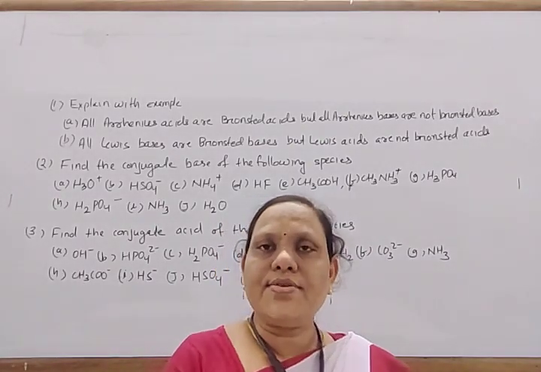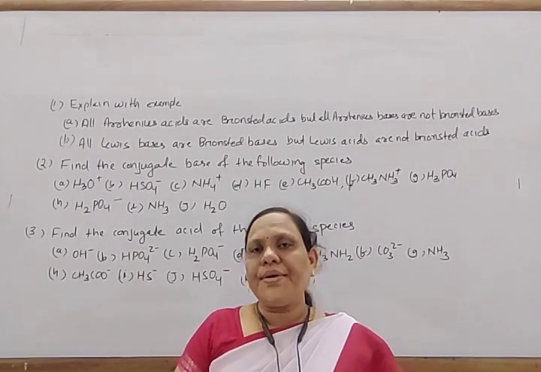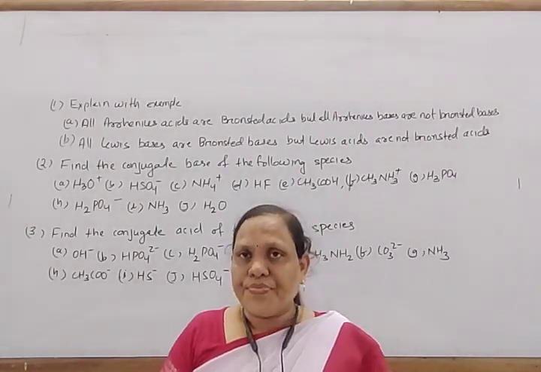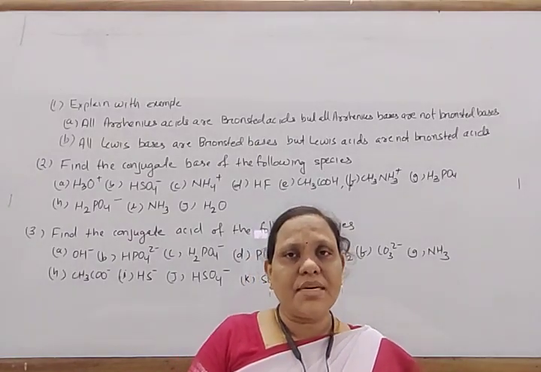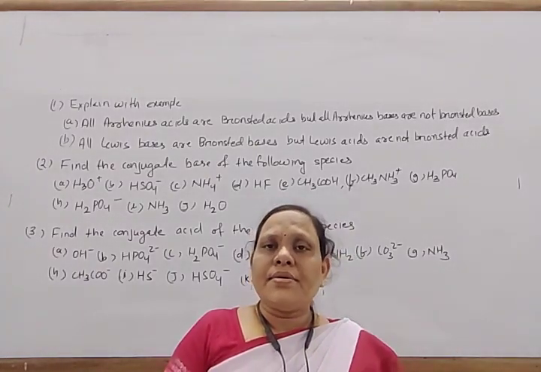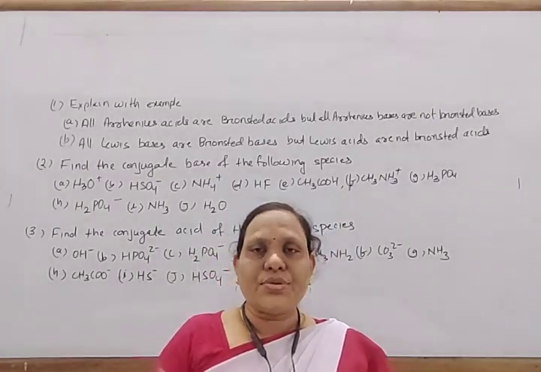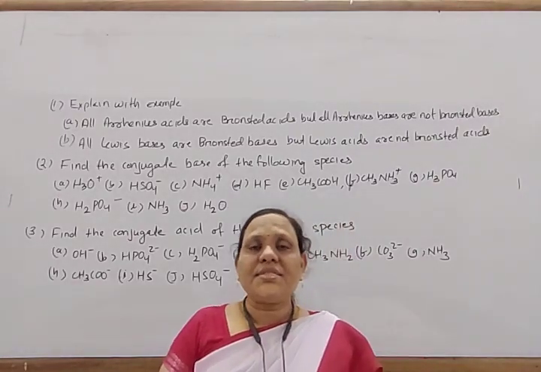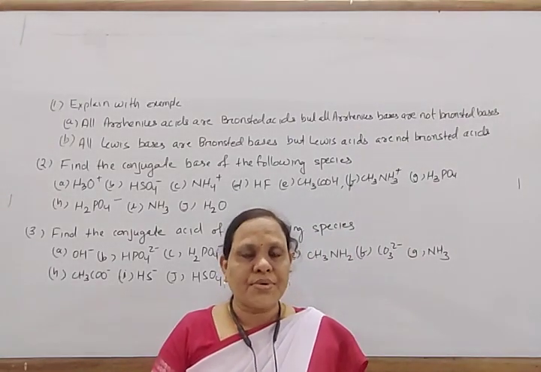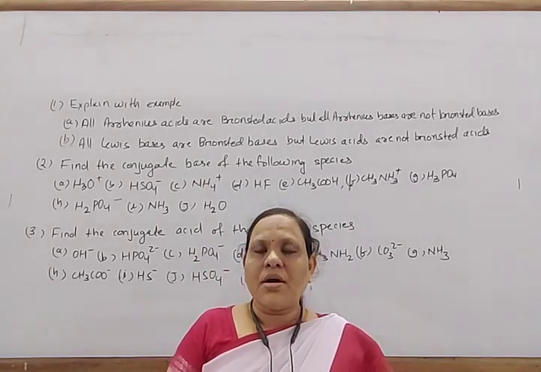So there are different theories: Arrhenius theory, Bronsted-Lowry theory, and Lewis theory. According to Arrhenius theory, an acid is a substance which gives H plus ion, and a base is a substance which gives OH minus ion in aqueous solution. And according to Bronsted theory, an acid is a substance which gives H plus ion or proton, and a base is a substance which receives H plus ion.